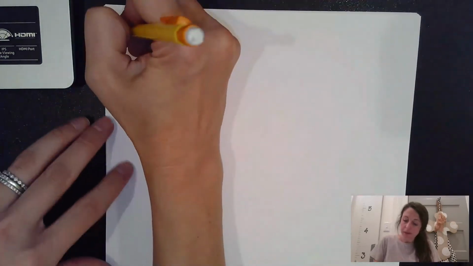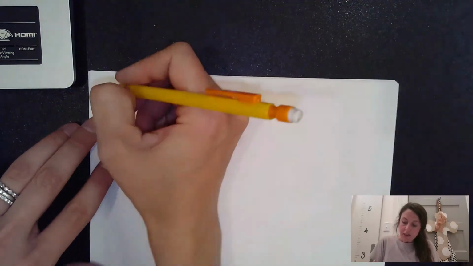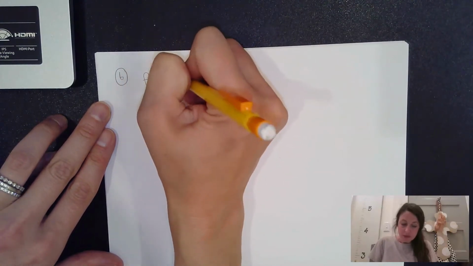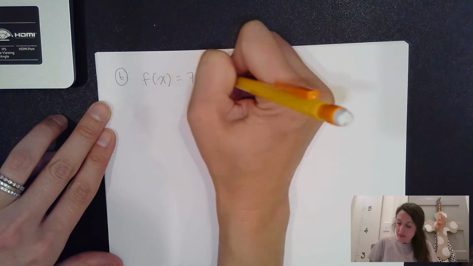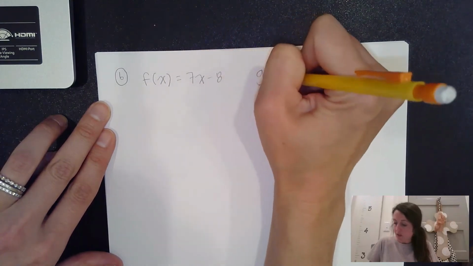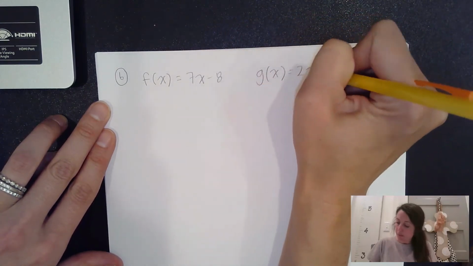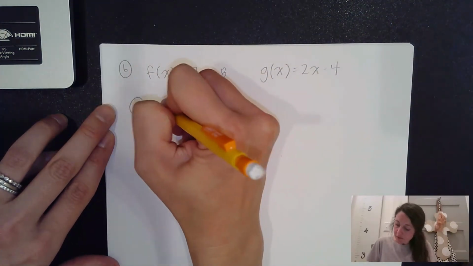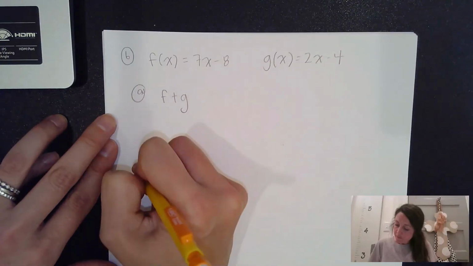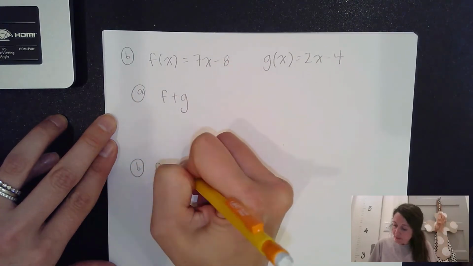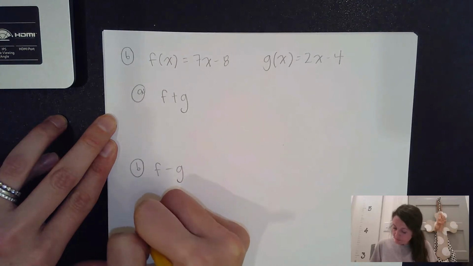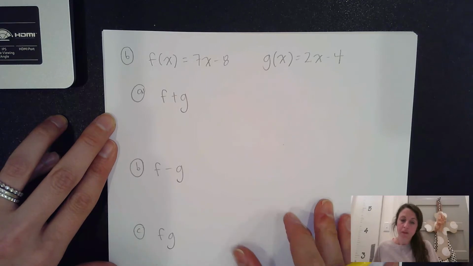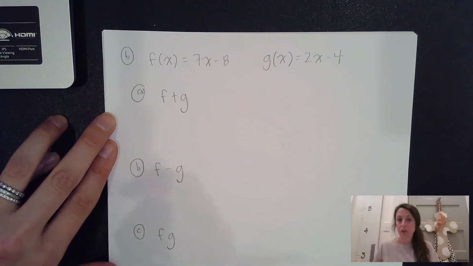We also talked about functions, adding and subtracting functions together. So if I have these two functions, f of x is 7x minus an 8, and g of x is going to be 2x minus a 4. And if I wanted to find f plus g, and if I wanted to find f minus a g, I want to find f times a g, we could just do those operations with each one.